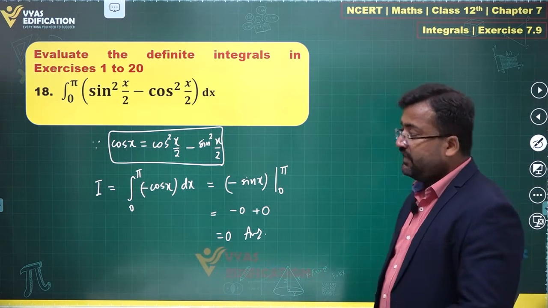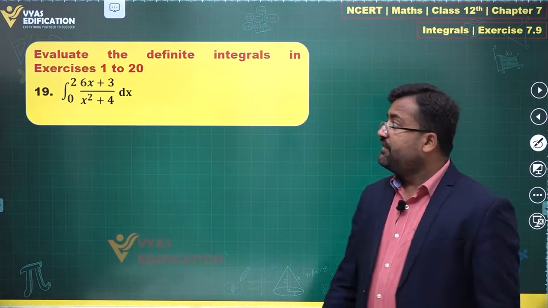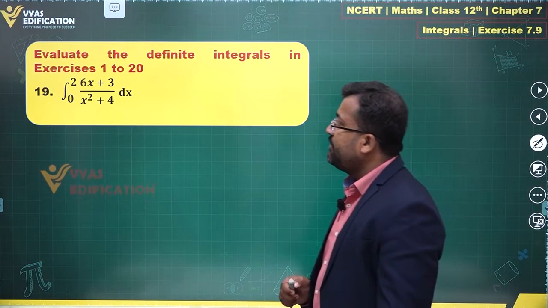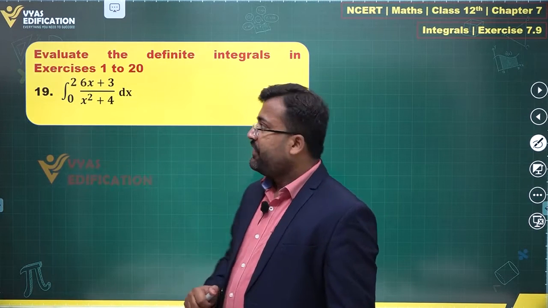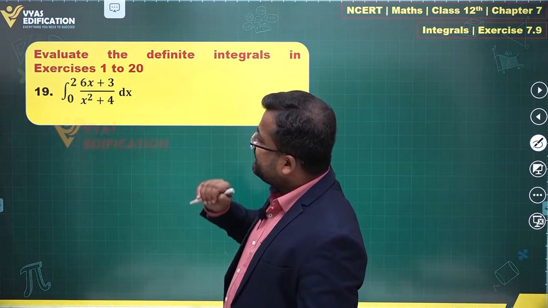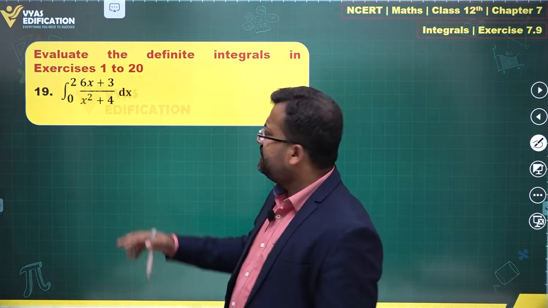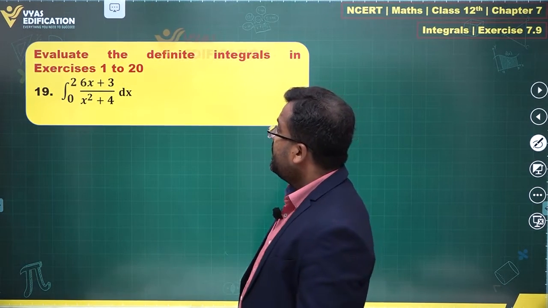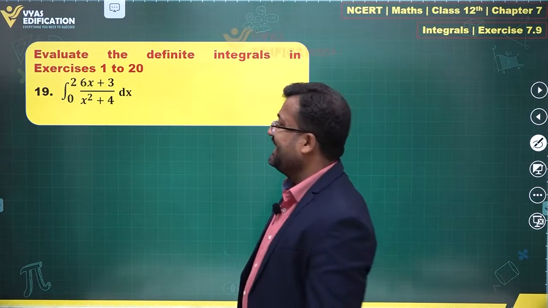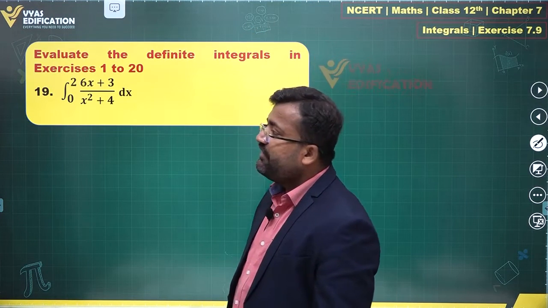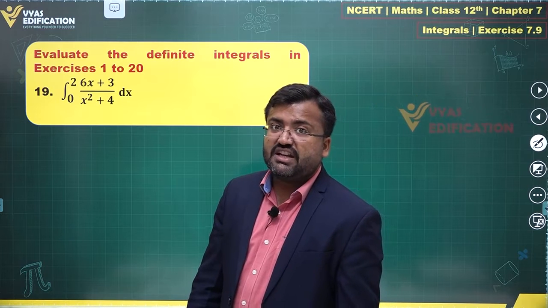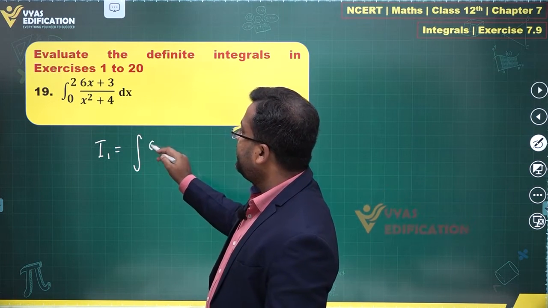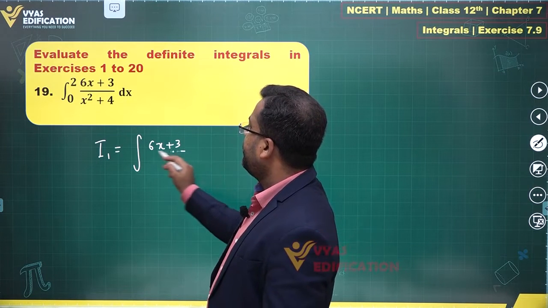In the 19th question, we have the integral from 0 to 2 of 6x plus 3 upon x square plus 4. How do we integrate this? This is linear upon quadratic. This quadratic cannot be factorized further, but it can be easily integrated. Since in the numerator we have 6x plus 3, which is linear, we can write the linear as, let's talk about the indefinite integral of this.